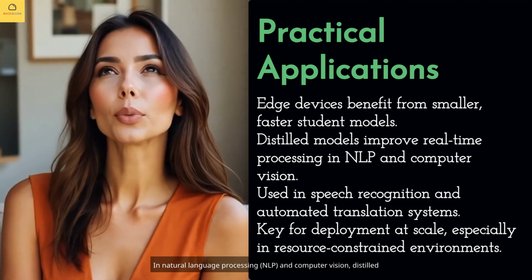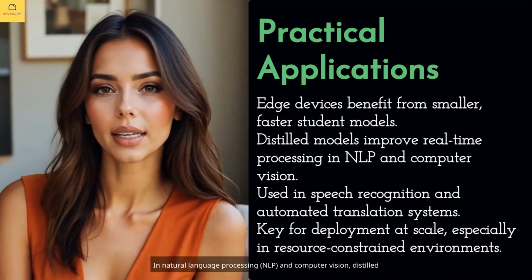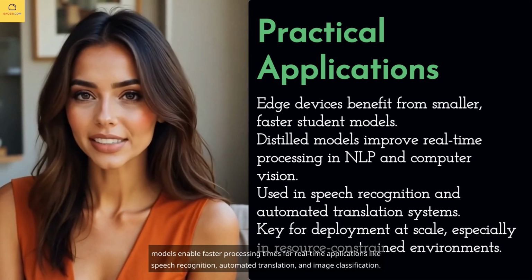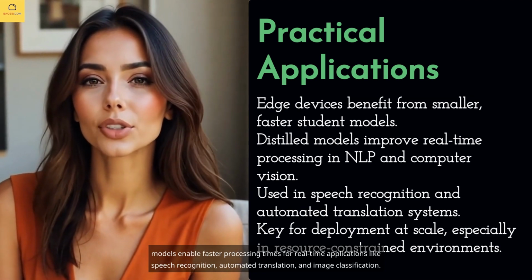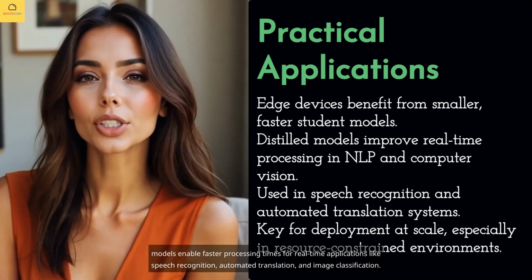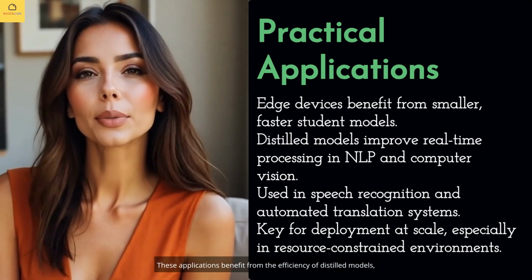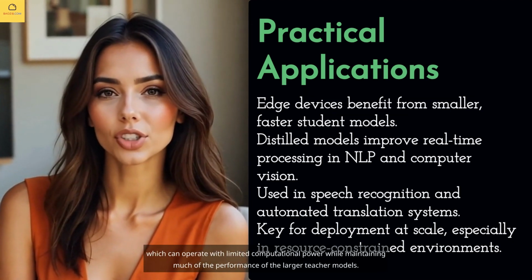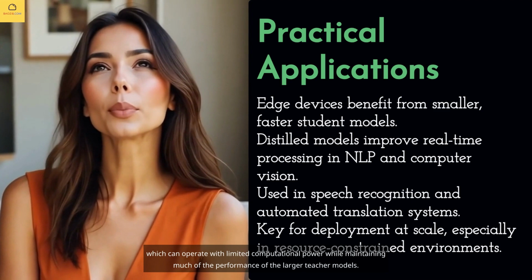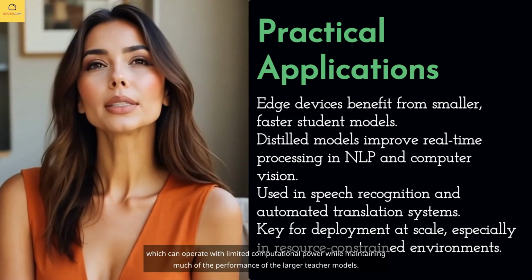In natural language processing, NLP, and computer vision, distilled models enable faster processing times for real-time applications like speech recognition, automated translation, and image classification. These applications benefit from the efficiency of distilled models, which can operate with limited computational power while maintaining much of the performance of the larger teacher models.